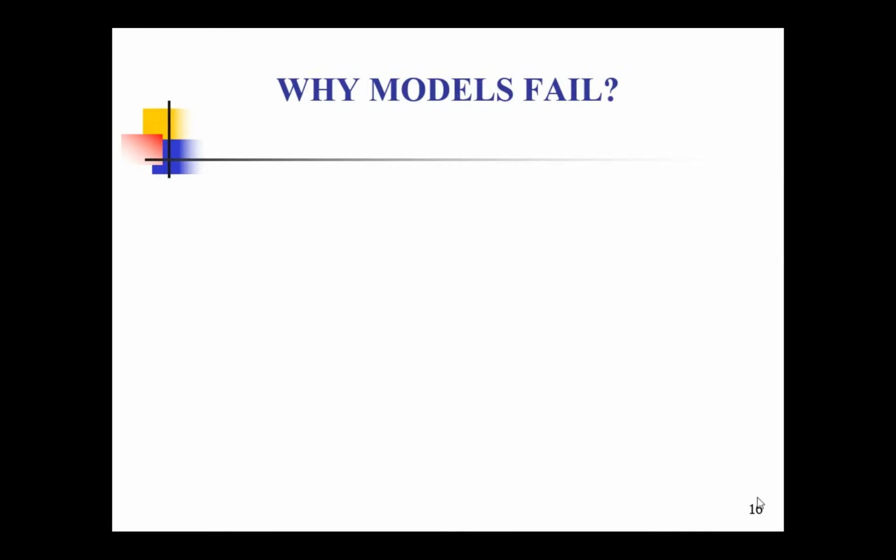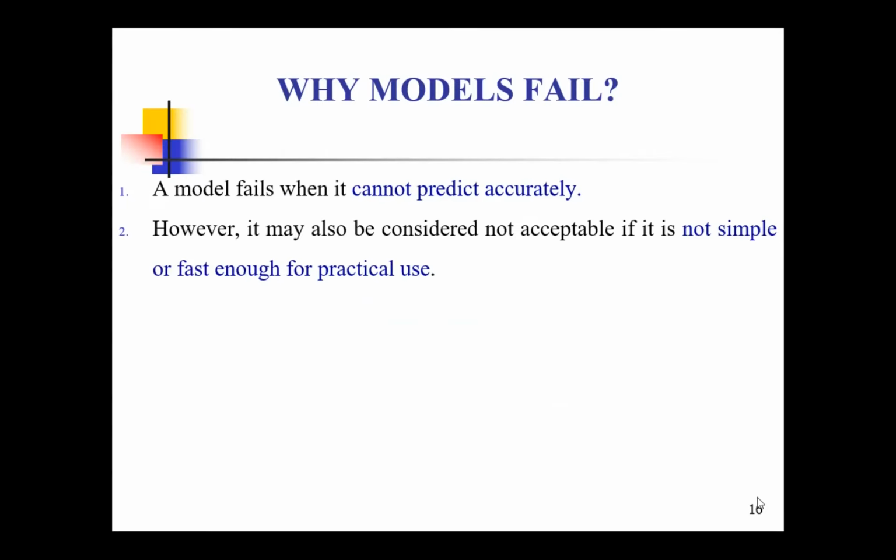Then I have developed a model. In some cases, my model will fail. So what are the possible reasons for that? A model fails when it cannot predict accurately. When accurate prediction is not possible, obviously the models will fail. So models fail when they are not fast enough or when they are not simple.